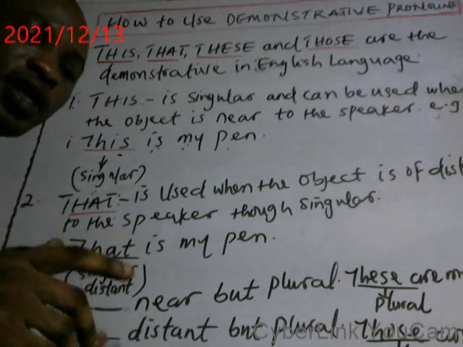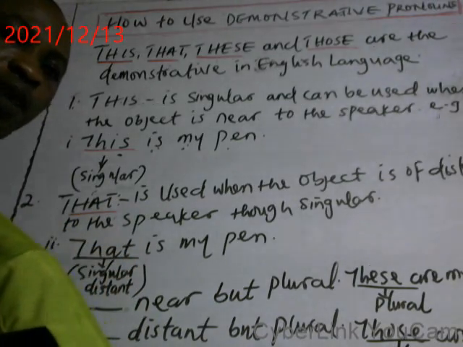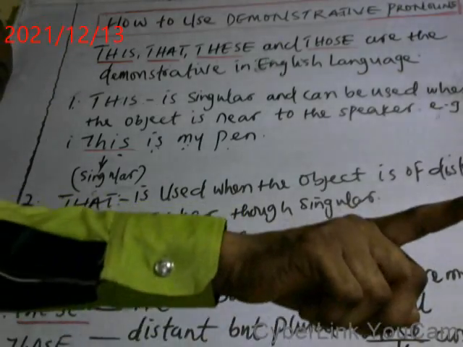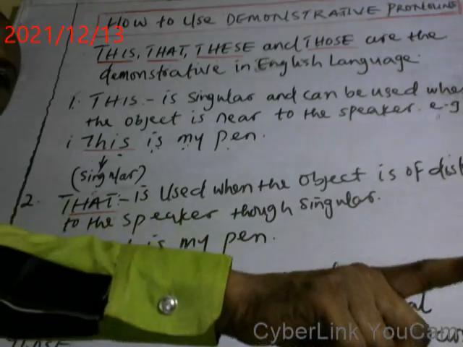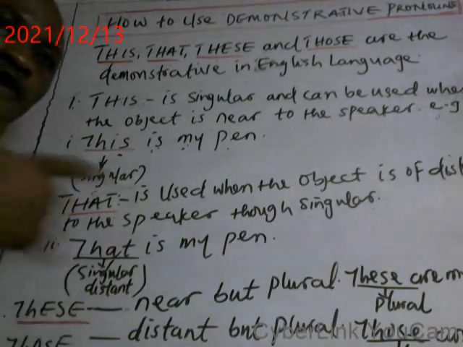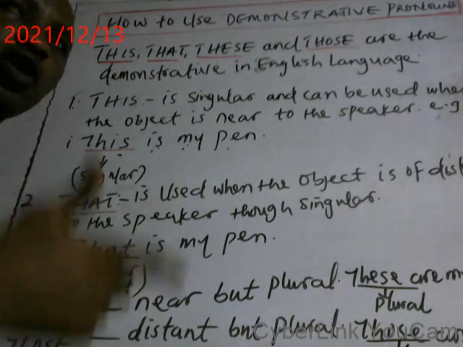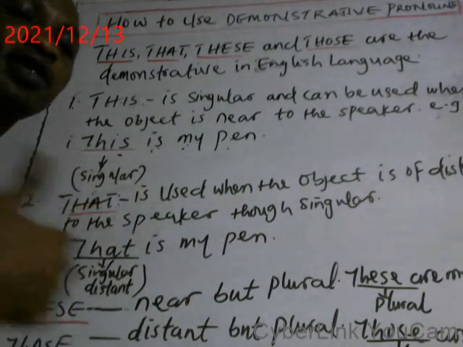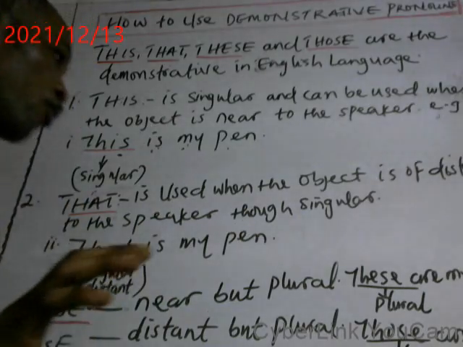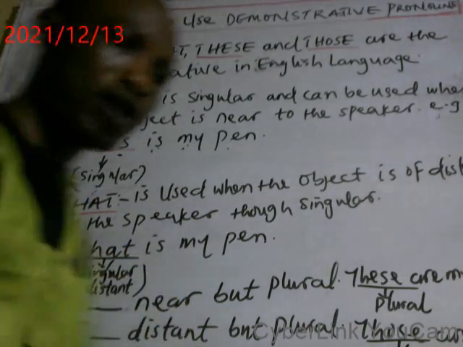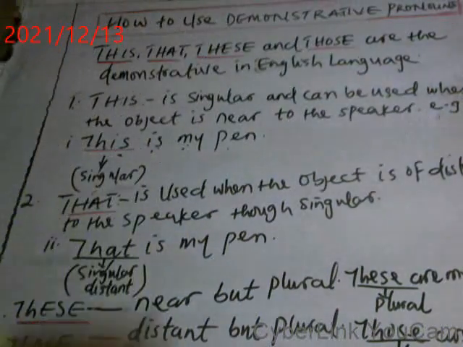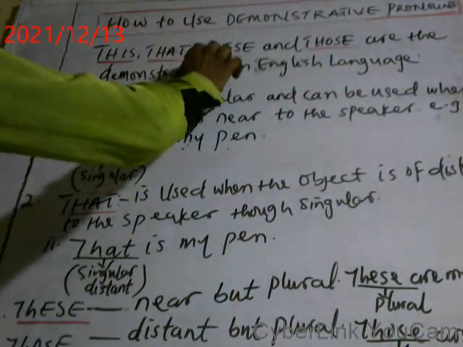Then I can say, that is my marker. If you can see me, I'm pointing. That is my marker. Singular, but of distance to me. That is how to use it, either when you speak or when you write. Fine. Okay? Now, let's move on. I also have THESE.